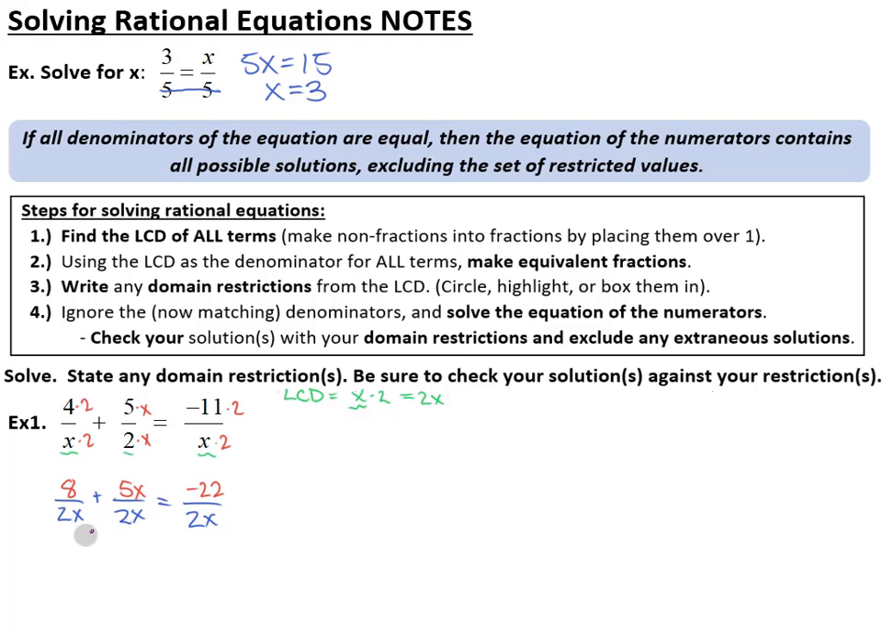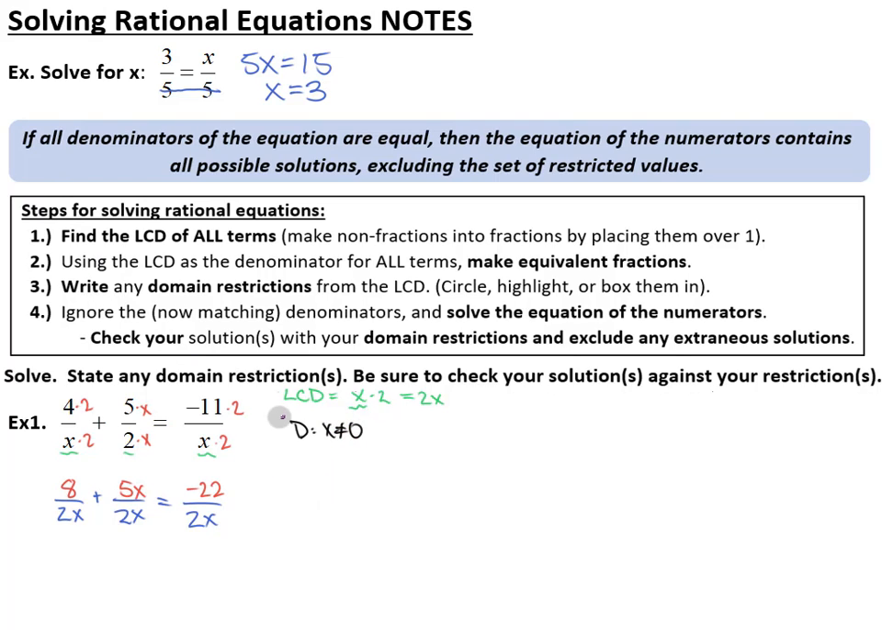Now notice we've made all of our denominators equal and made our equivalent fractions. We can now write our domain restrictions. This is step 3. In this case, what value or values of x make the denominator 0? There are 2 factors here. 2 will never equal 0, but if x itself equals 0, we'd have division by 0. So my domain is that x cannot equal 0.